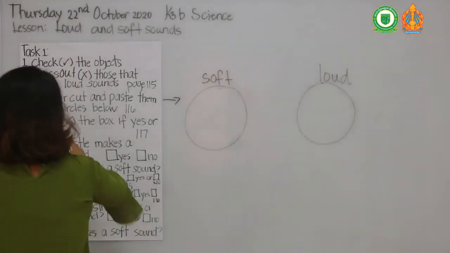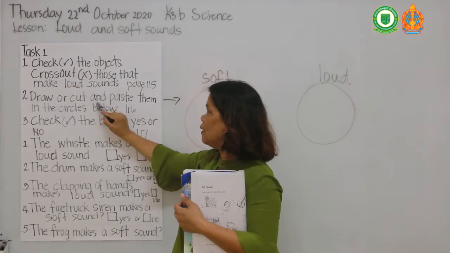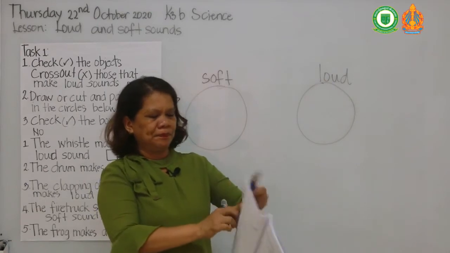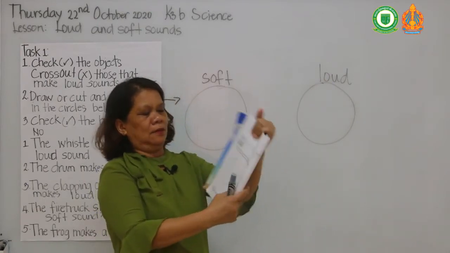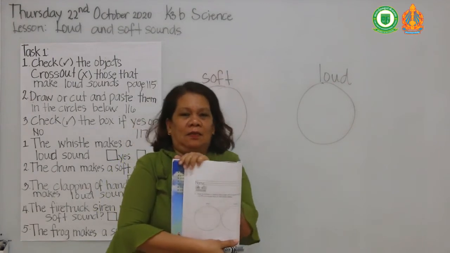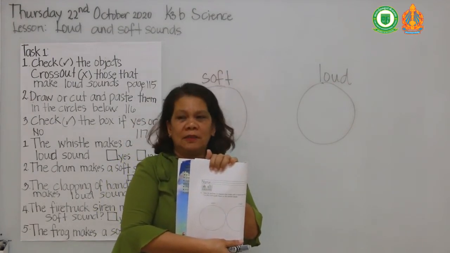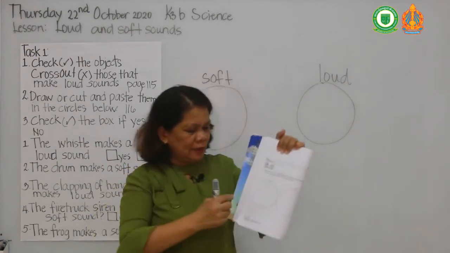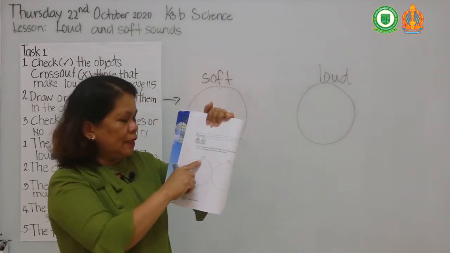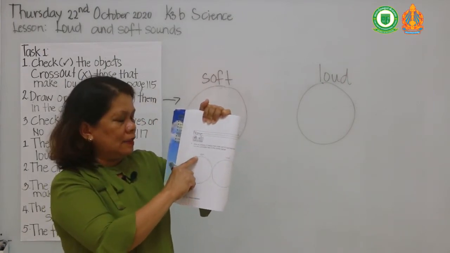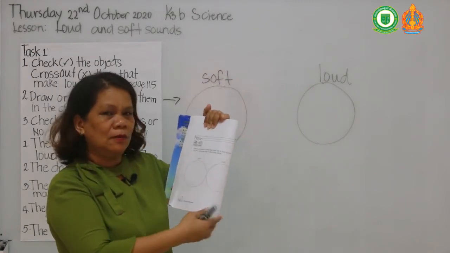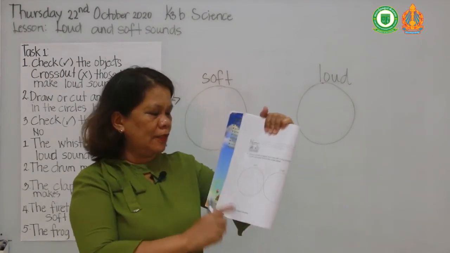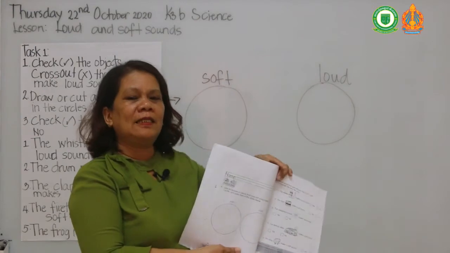For your task number 2, draw or cut up and paste them in the circles. If you see very old books in your house, you can cut the picture and stick here, okay? This circle is soft and this circle is loud. If you don't have pictures, you can draw by yourself, okay? You can draw objects that are soft.